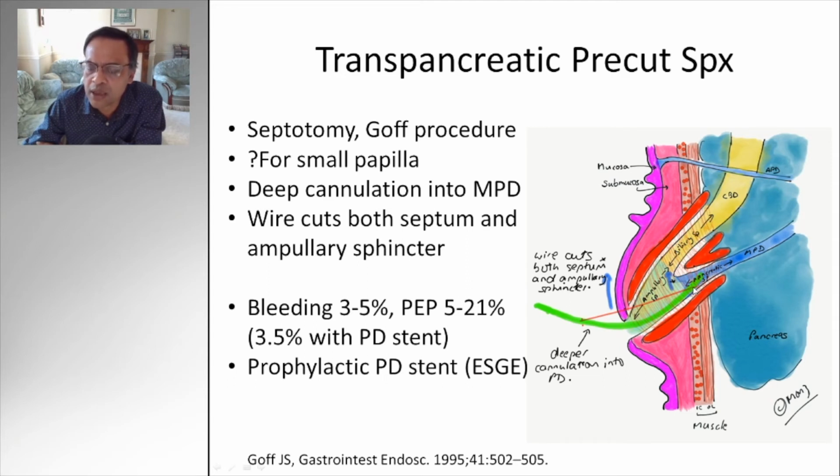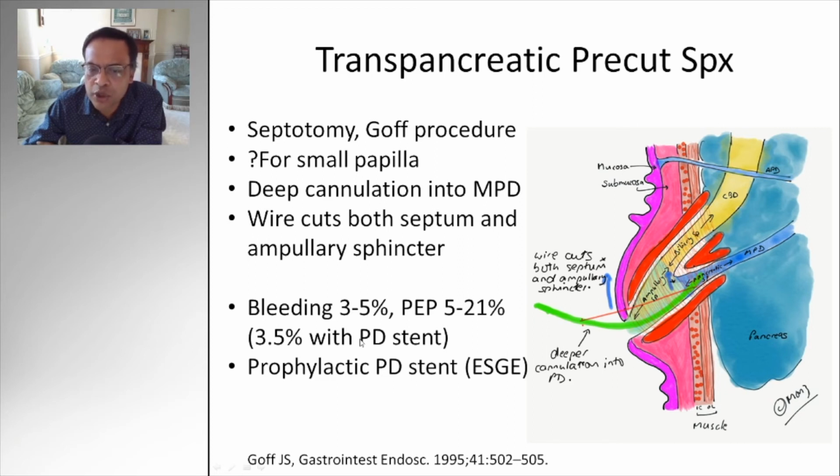With the Goff method, the sphincterotome is placed deeper into the main pancreatic duct, not the common channel, and often the sphincterotome is placed over a guidewire which is in the main pancreatic duct, not shown in this diagram. When we apply diathermy, we cut not only the ampullary sphincter but also the septum separating the common bile duct from the main pancreatic duct. Once the septum is cut, we can then achieve cannulation of the common bile duct because the septum is no longer getting in the way of cannulation.